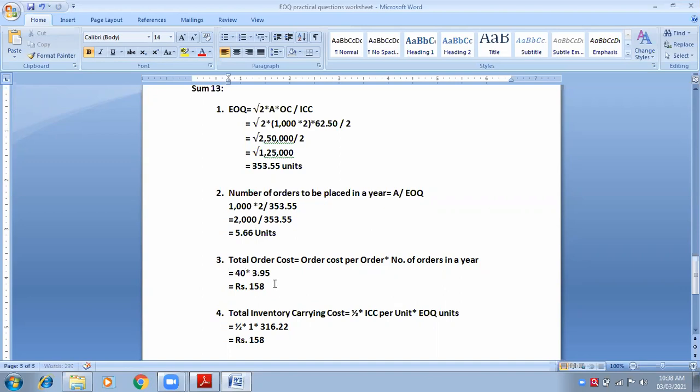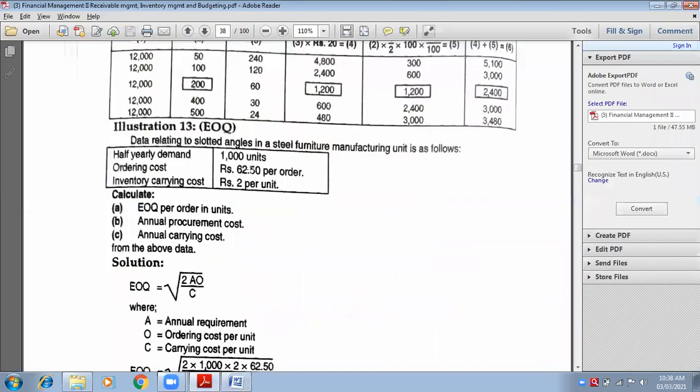Okay. Now next formula. Total ordering cost. What is the formula? Ordering cost per order into number of orders in a year. Very simple. Just now we have calculated the number of orders in a year, this 5.66. We have to just multiply it with ordering cost per order, which is given in the question. What is ordering cost per order?